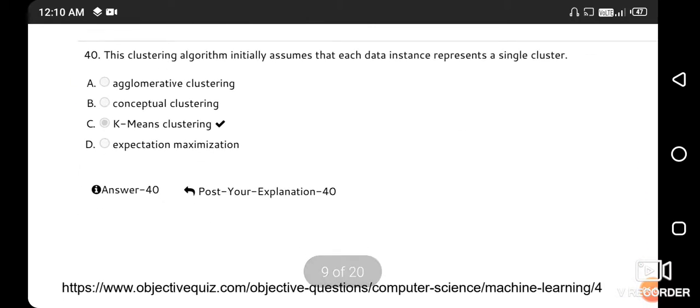Next question. The clustering algorithm that initially assumes that each data instance represents a single cluster. So the right answer is K-means clustering.